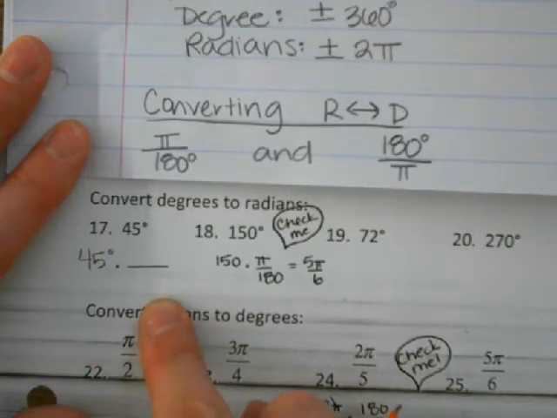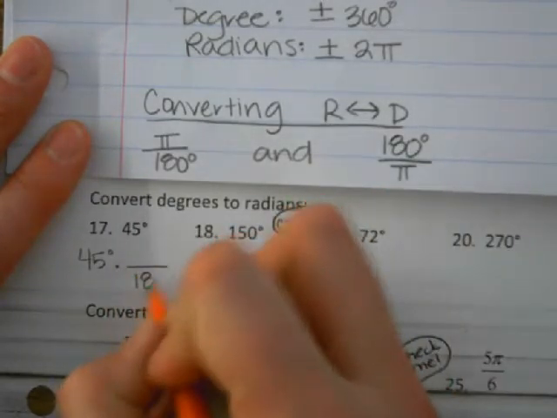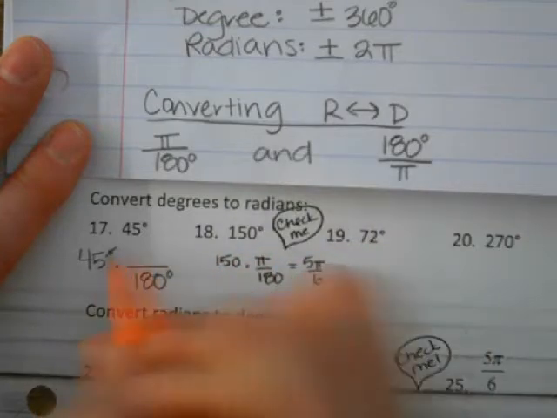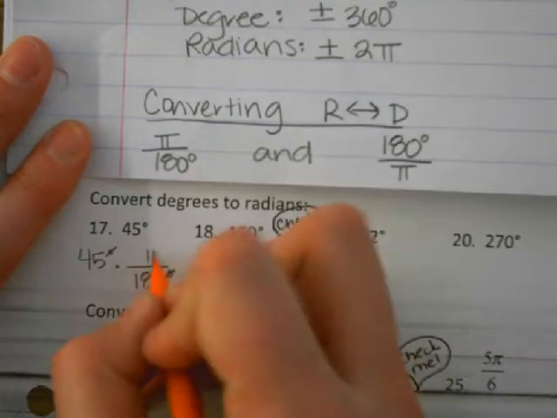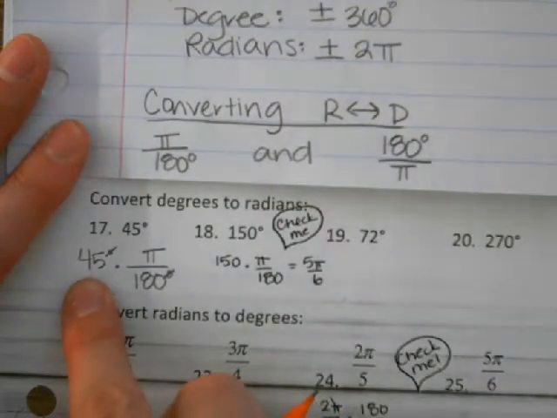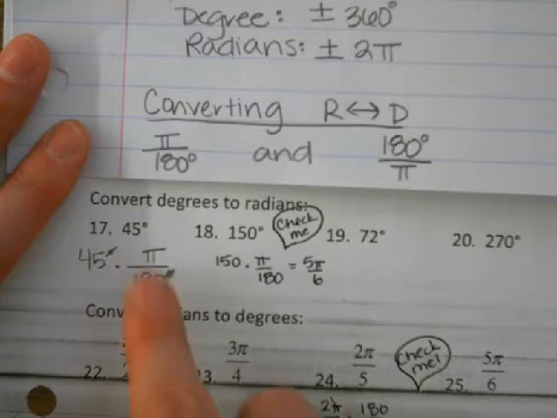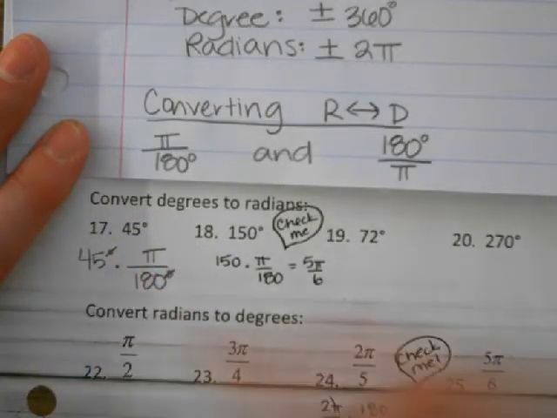Because we've learned before tops and bottoms can cancel out, right? So that means that 180 degrees has to go on the bottom because I need this bubble to cancel with that bubble, and then I know I'm in radians. So which fraction am I using if I have to have 180 on the bottom? Pi over 180. Now, I do not want to type pi in my calculator. It'll give me a nasty decimal. So what I'm going to type into my calculator is 45 times 1 over 180.